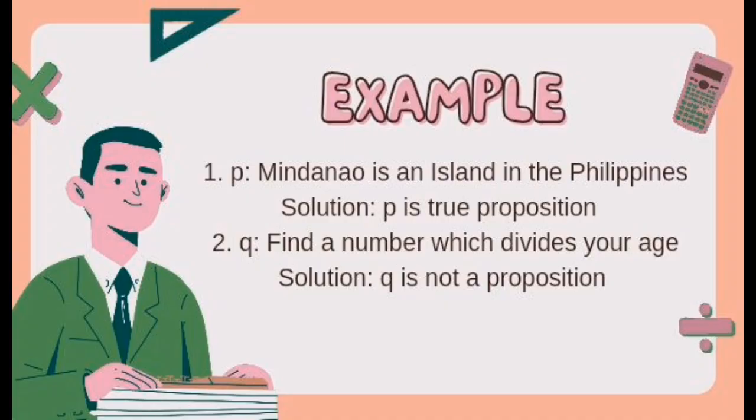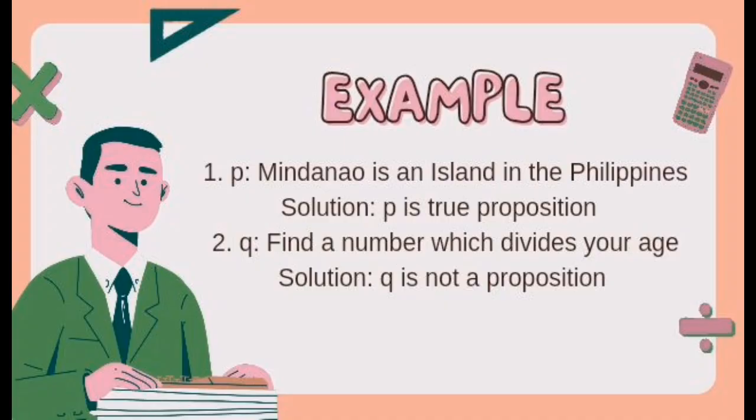And I have here some examples. Let's determine whether each of the following statements is a proposition or not. If it is a proposition, give its truth value. First, the proposition P: Mindanao is an island in the Philippines. P is a true proposition because Mindanao is one of the islands of the Philippines.